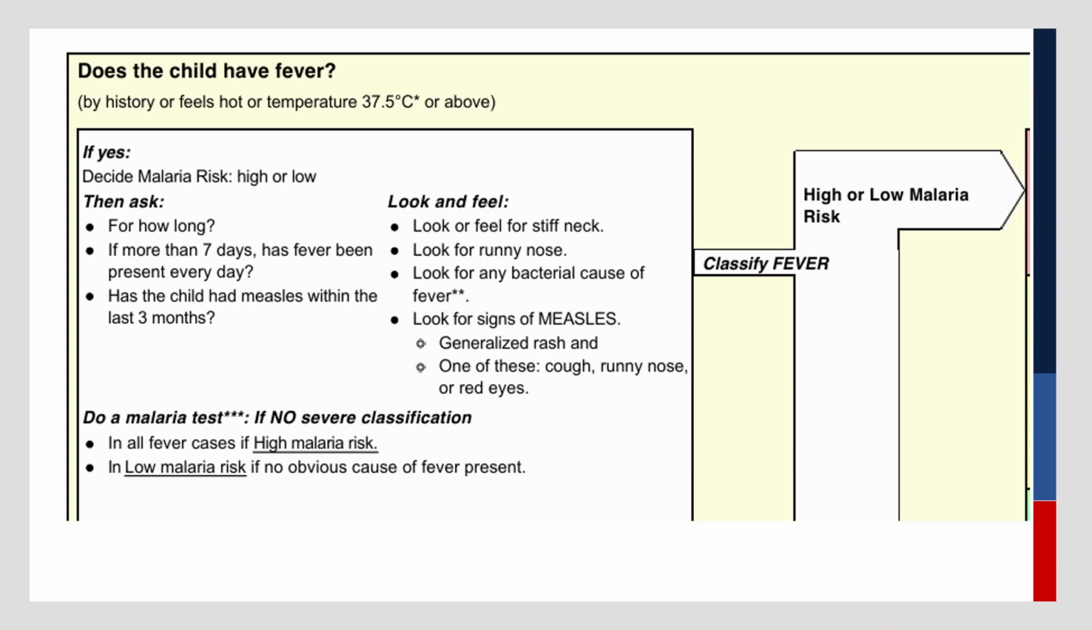So a malaria test: if there is a high risk area, there's high risk of malaria. In all cases where a child presents with fever, you are going to test the child. If you don't find any specific cause for fever, you are going to test them for malaria. In low risk countries, if the child has fever but there is no obvious cause of it, even then you're going to test the child for malaria.